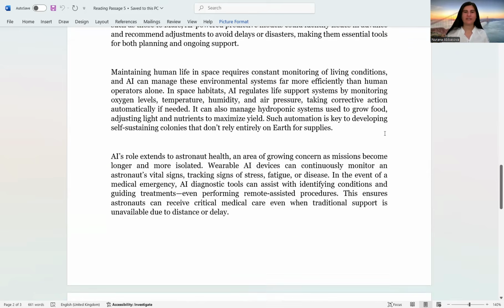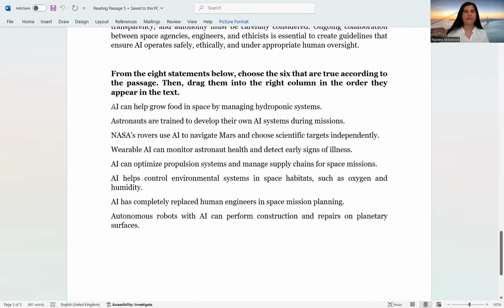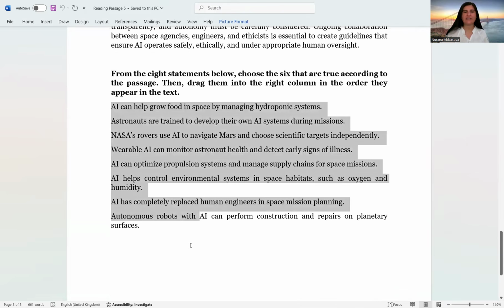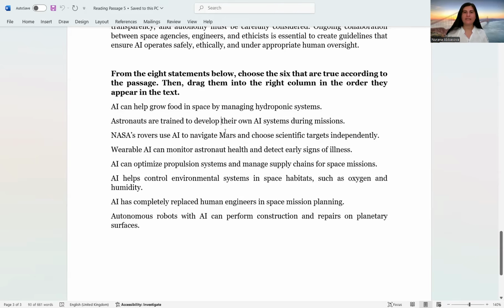And let's have a look at it. So you have a text, we have some paragraphs, and we have some statements, or we can say extracts here. We're going to put them in order as the text.